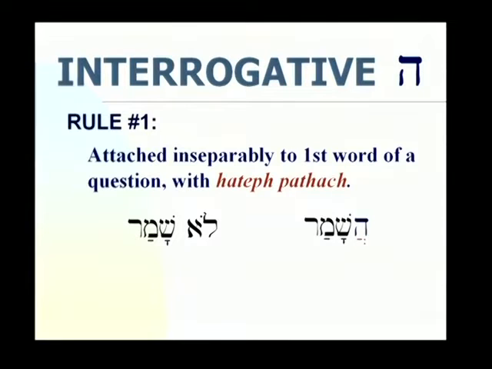If you wanted to say, did he not keep, does he not keep, will he not keep, you put halo shamer. All right? Halo shamer. Everyone? Halo shamer. Notice it goes on the first word of the question.